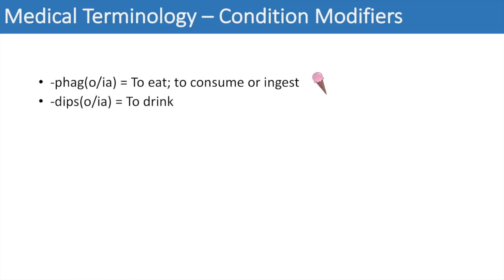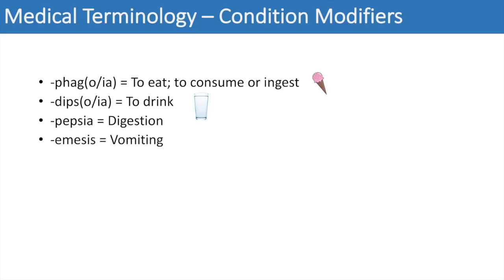The next one is dipsia. This just simply means to drink. Now you can think of polydipsia. You're drinking too much, or above normal amount of drinking of fluids. The next one is pepsia, which simply means digestion. So you can think of dyspepsia, a problem in digestion.